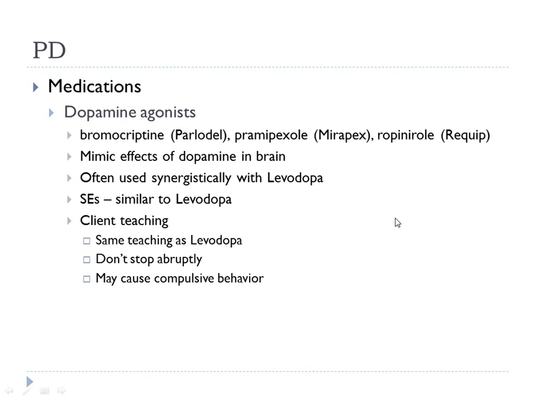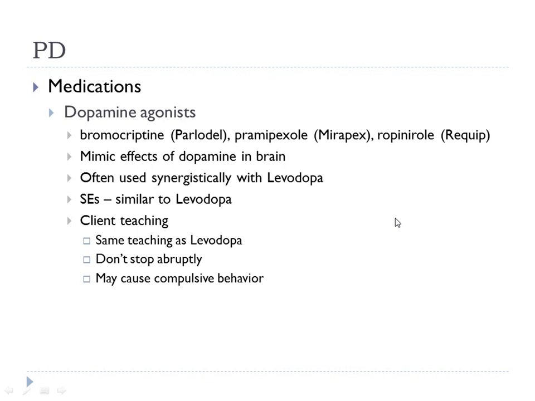These medications are kind of like synthetic dopamine. So these medications mimic the effect of dopamine in the brain. The side effects are the same as levodopa. Often, again, it will be used with levodopa. The key here is to remember that levodopa is the mainstay of Parkinson's treatment. If these medications are stopped abruptly, the patient may have a rebound reaction. So the Parkinson's symptoms will return, but being very bad. That's a rebound reaction.